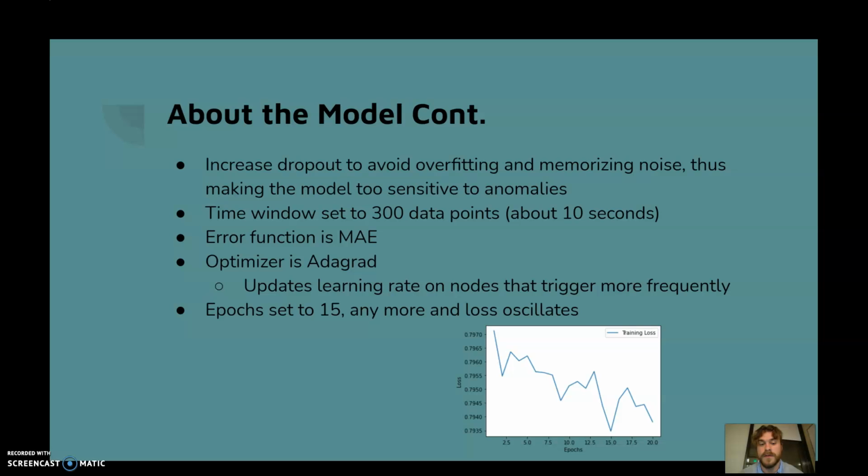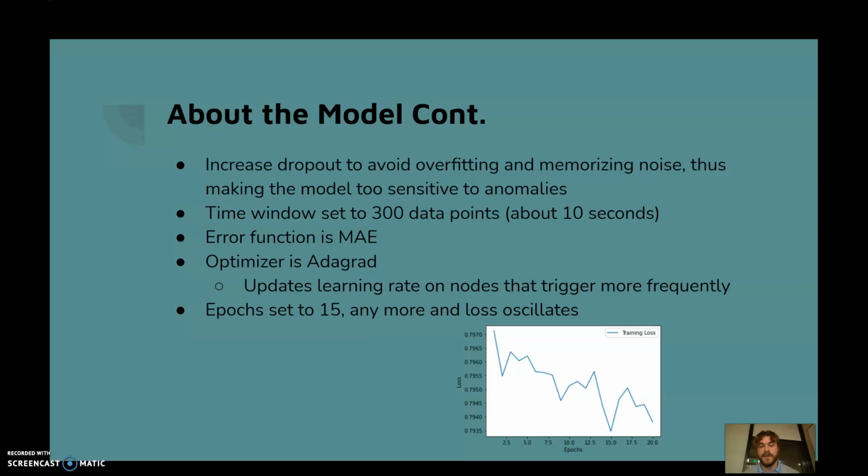I set the time window to 300 data points, about 10 seconds. I wanted it to have about 10 seconds worth of data points and historical data in order to really detect how anomalous it is. And 10 seconds, in terms of the domain of an earthquake, at least in this setting, was as optimal as I could find. It also allows us to detect shock waves, which I think is also very important as they move a couple minutes later, or up to 30 seconds sometimes.